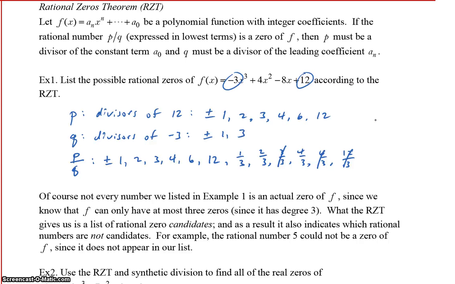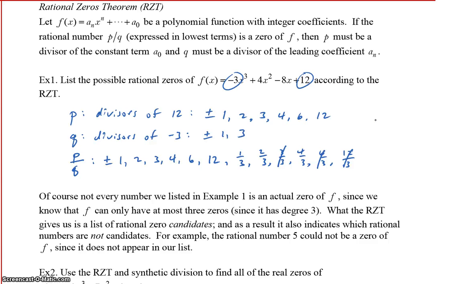And as a result, it indicates which rational numbers also are not candidates. So what we're saying is that if our function has any rational zeros, they have to be numbers in this list. So these are the candidates for rational zeros of this polynomial. And if numbers do not appear in the list of p over q's, then we can rule them out as possible rational zeros of the polynomial.